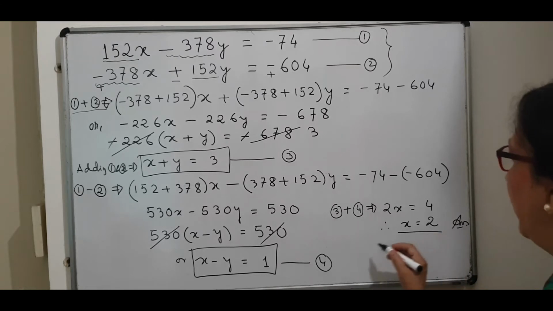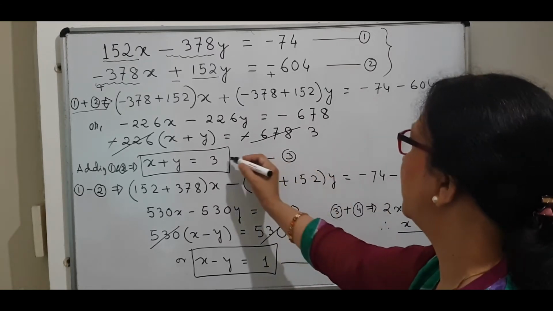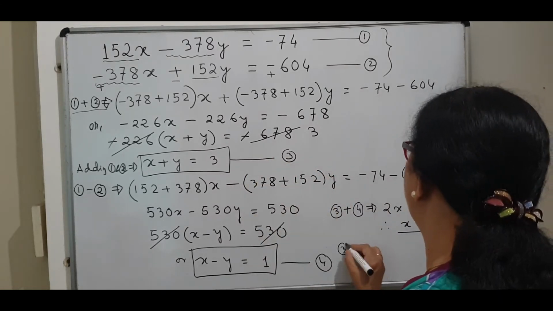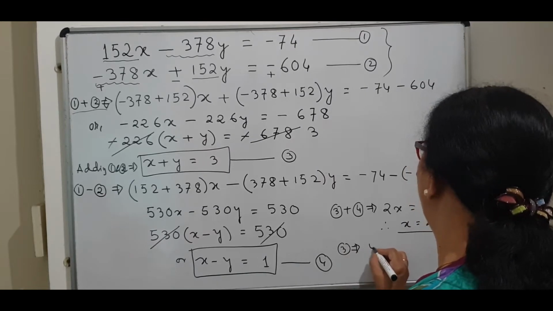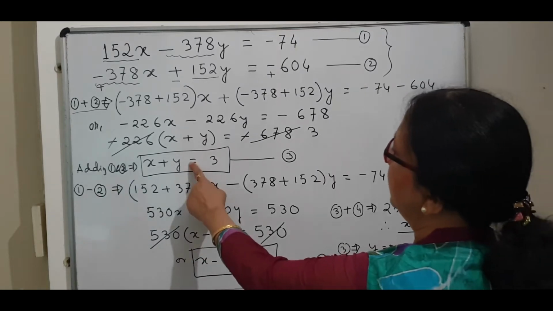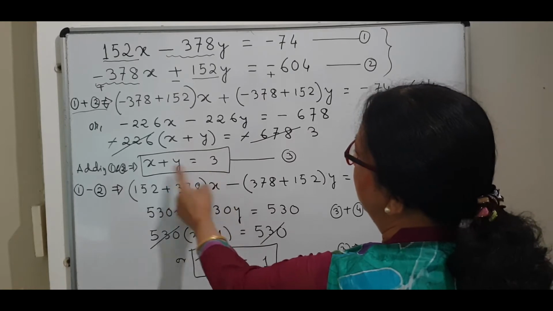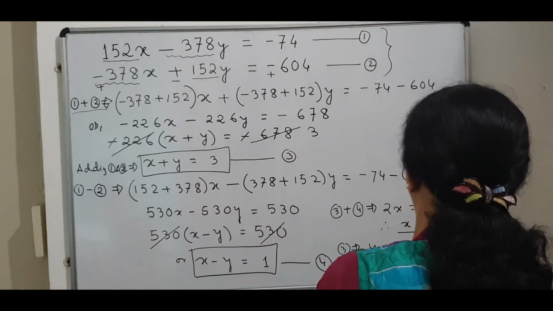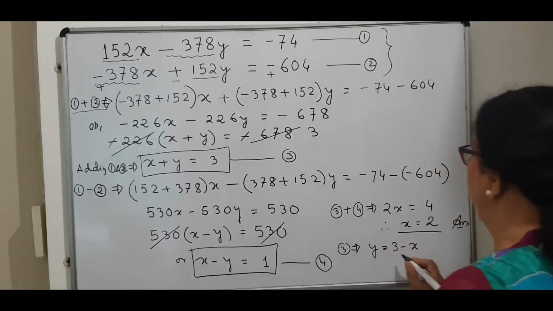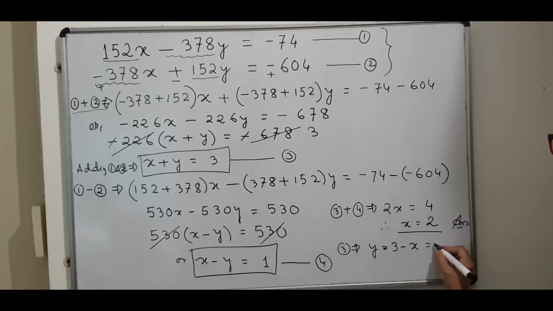Now get the value of y. Simply put this value of x in equation 3. So from equation 3, I will get the value of y. What is y? Y is 3 minus x. Y is 3 minus x, that is 3 minus 2. So it is 1. So I got the answers.